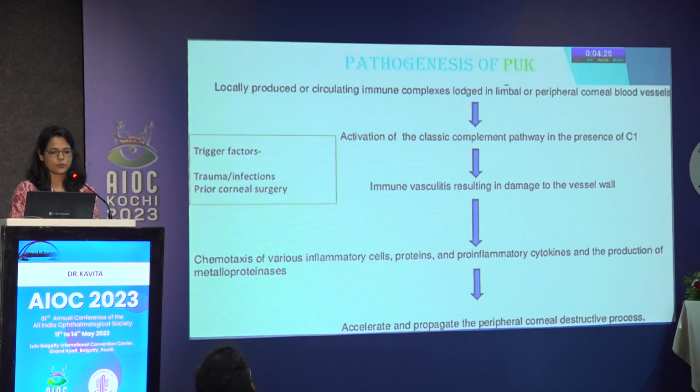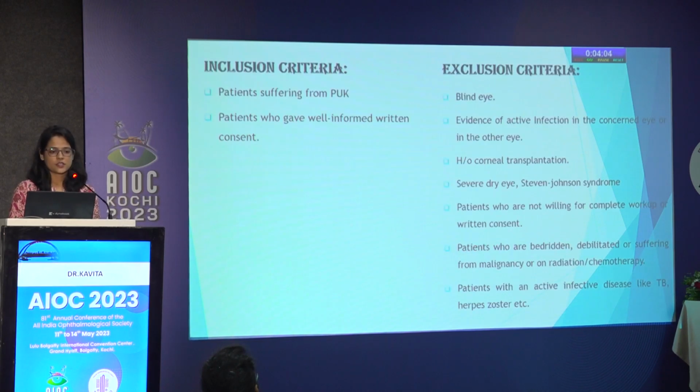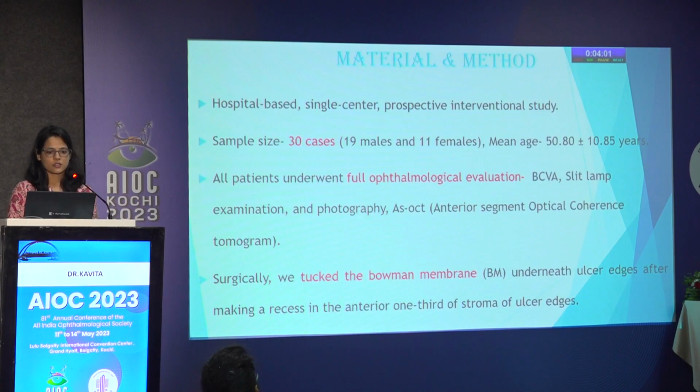Pathogenesis of PUK is immune-mediated, which activates the complement pathway and leads to vasculitis and release of inflammatory cells, which accelerate and propagate the peripheral corneal destructive process. Triggering factors are trauma, infection, and prior corneal surgery. We studied healing of PUK using BM lenticule as a substrate and estimated the improvement in best-corrected visual acuity compared with preoperative values. These are the inclusion and exclusion criteria.